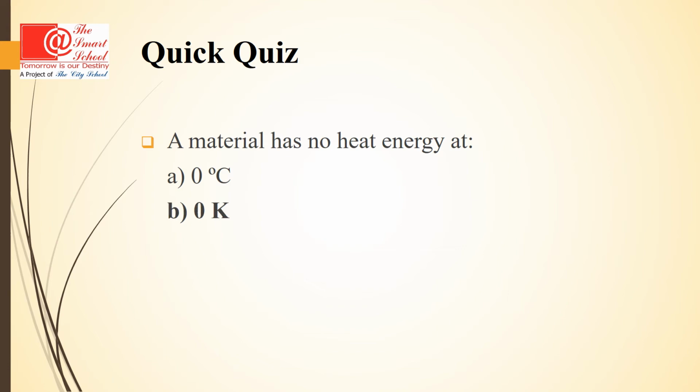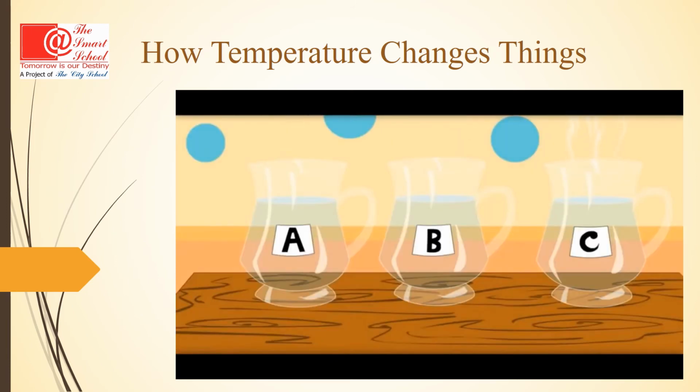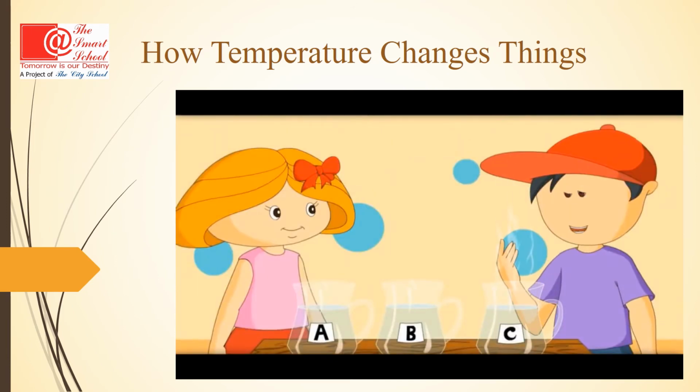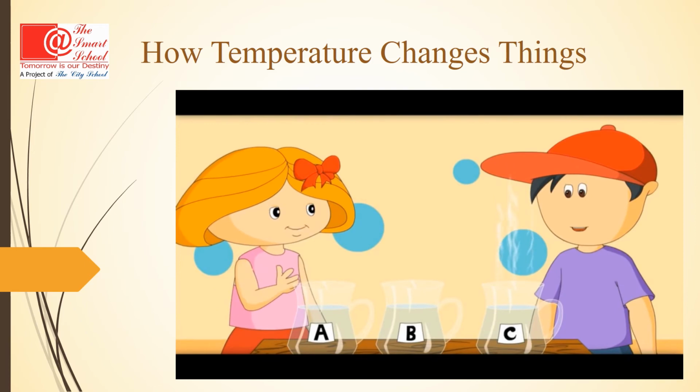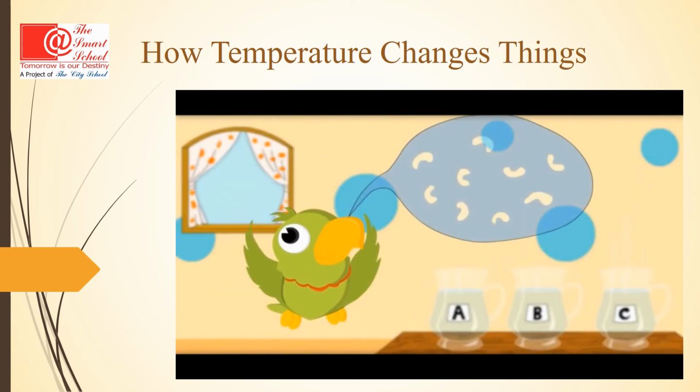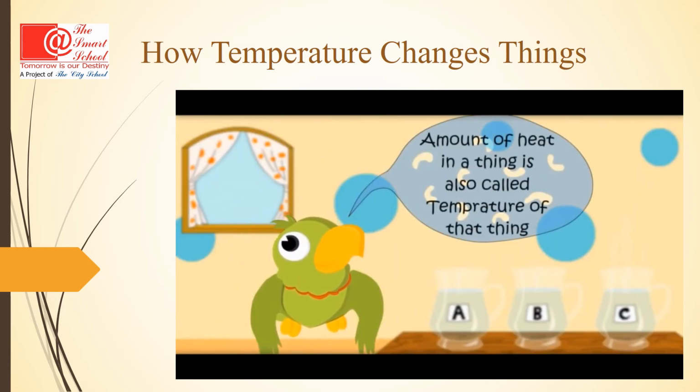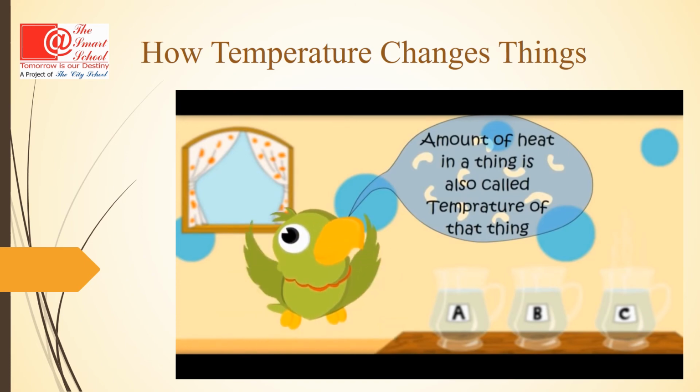0 Kelvin. Do you know why we see things are hot or cold? We shall now see how temperature changes in various ways. Oh, it depends upon the amount of heat in a thing. You're right. It is called temperature. The amount of heat in a thing is called the temperature of that thing.